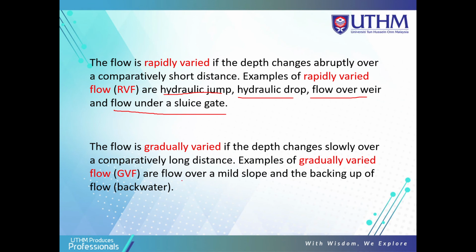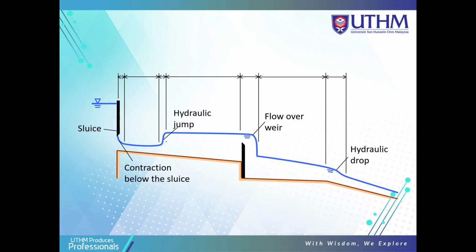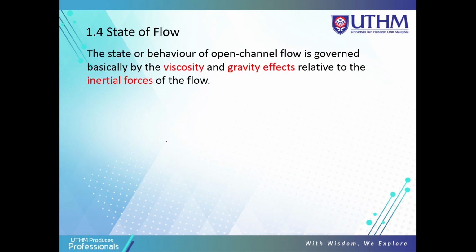Gradually varied flow: examples are flow over a mild slope and the backing up of the flow backward. We learn these two types of flow, rapidly varied flow and gradually varied flow, in chapter 4 until chapter 6. This is just a sketch for RVF and GVF. So this is the state of flow.